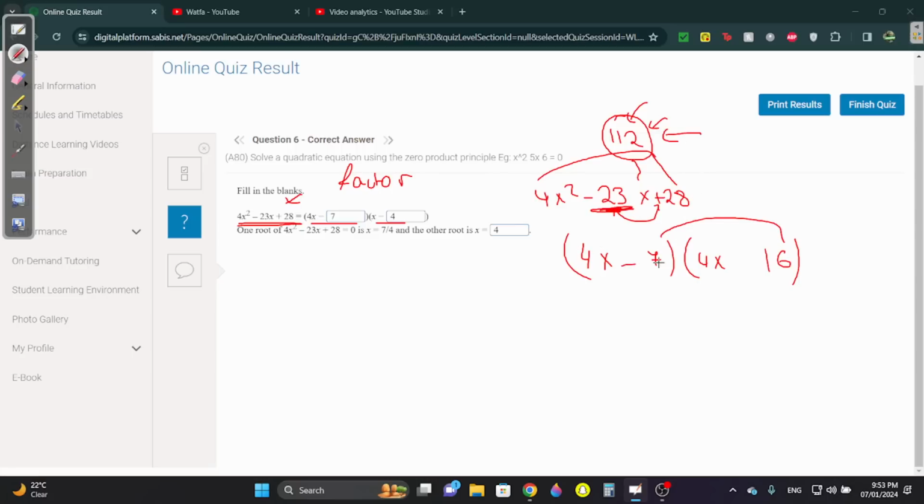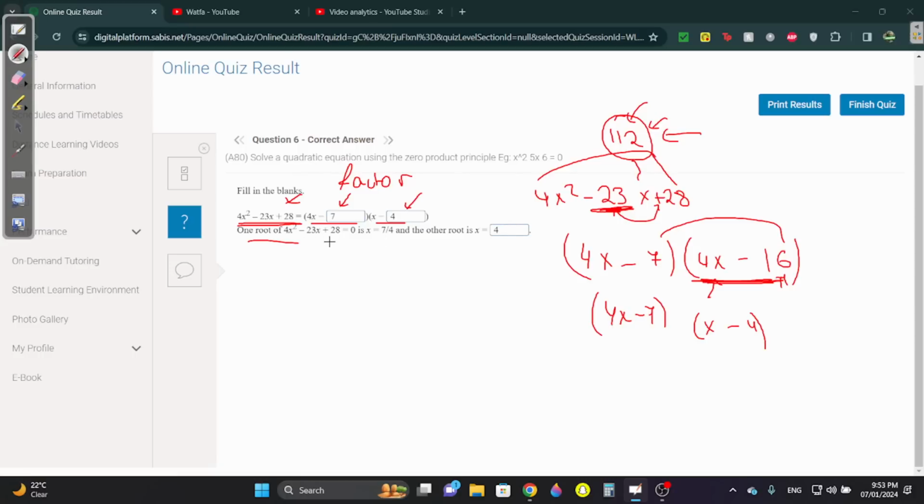Okay, and then you put the minus, it becomes 4x minus 7, and here you divide by 4 on both sides, it becomes x minus 4, because you can simplify it. So it is 4x minus 7 times x minus 4. Until now, the only hard part is factoring.